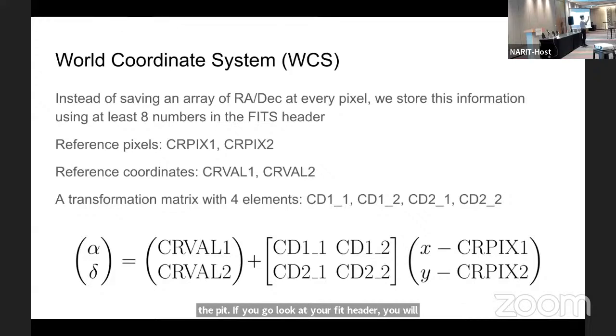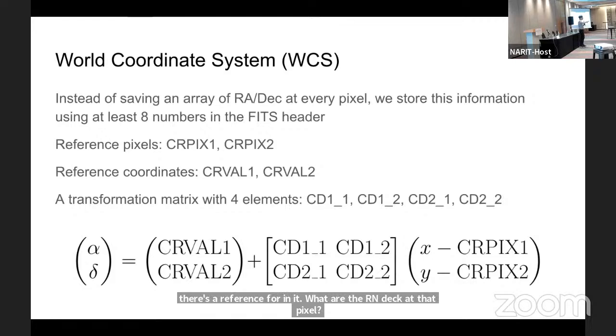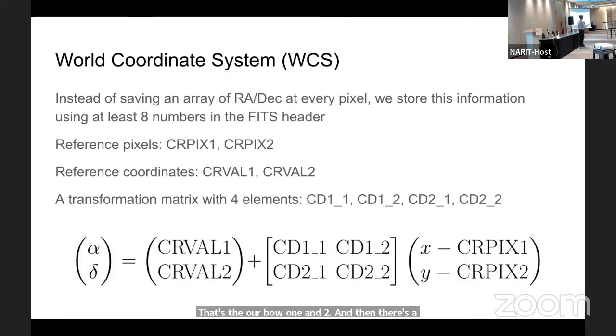There's a reference pixel, which pixel you're using as reference, CRPIX 1 and 2. There's a reference coordinate. What are the RA and Dec at that pixel? That's the CRVAL 1 and 2. And then there's a transformation matrix, which is a 4-element matrix. And you can convert to RA and Dec, which is alpha and delta, using that equation.